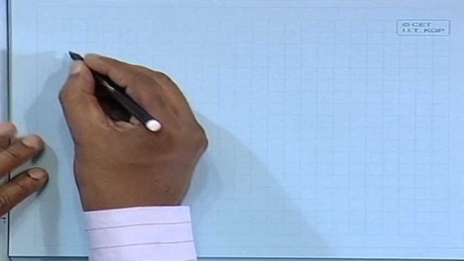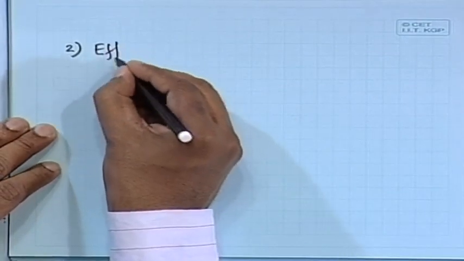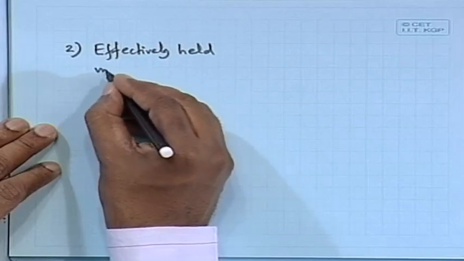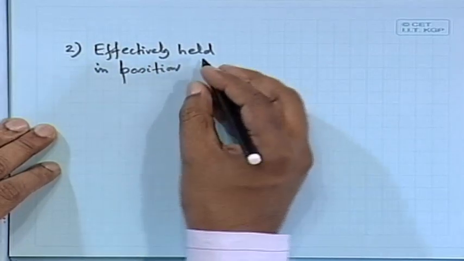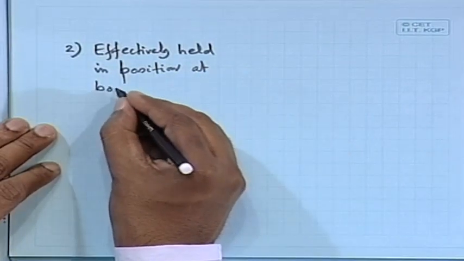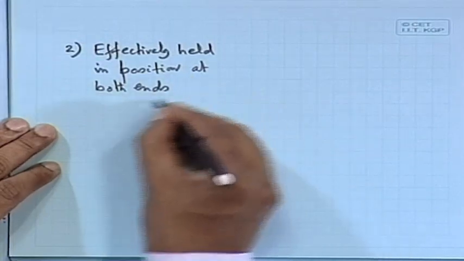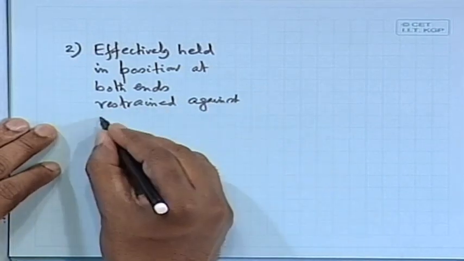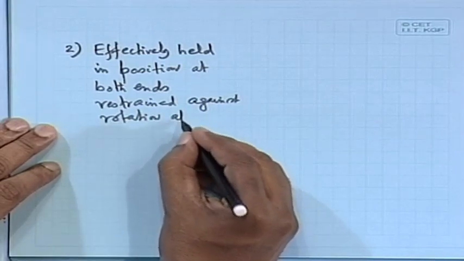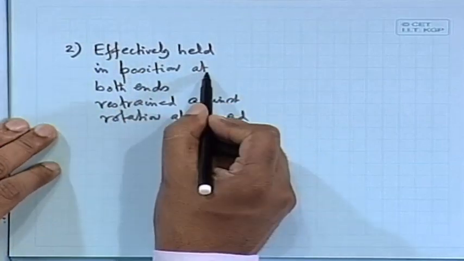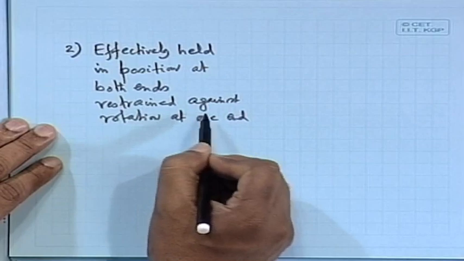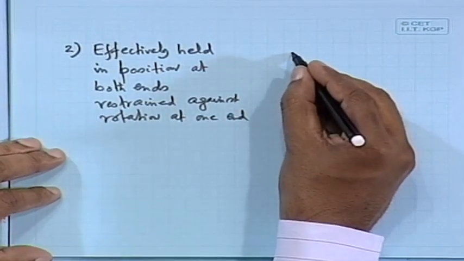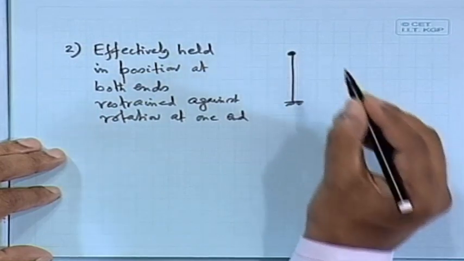So, case number 2: effectively held in position at both ends, restrained against rotation at one end. Effectively held in position at both ends, there is no lateral movement, but only at one end it is restrained against rotation. That means one end fixed, another end hinged. That is the case it is specifically telling. So, I can say this is your fixed end and this is your hinged one.